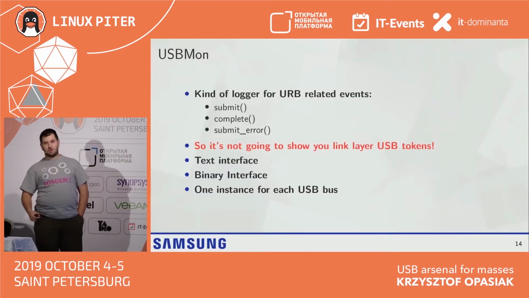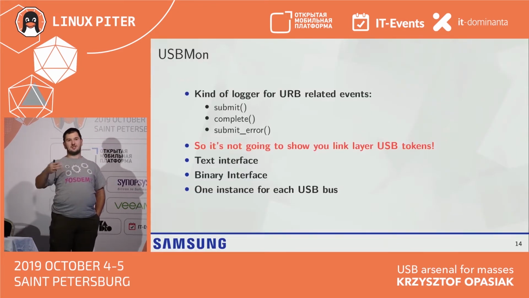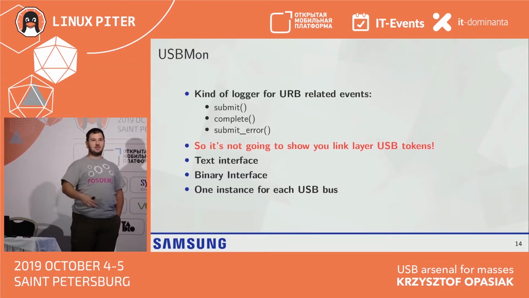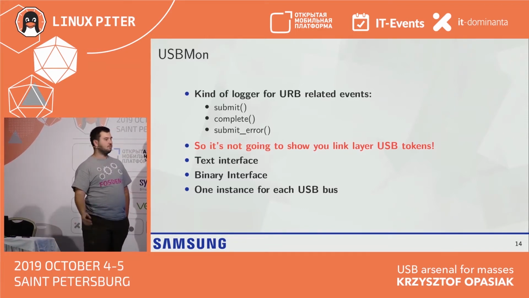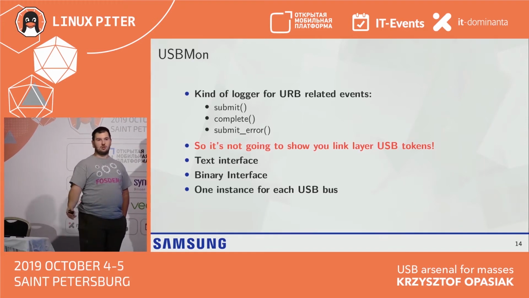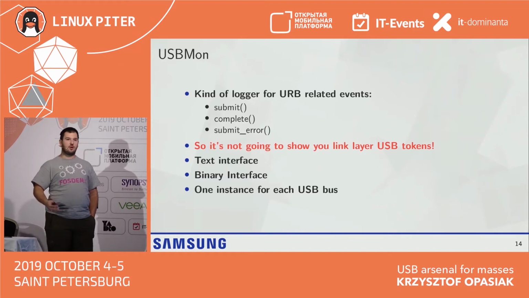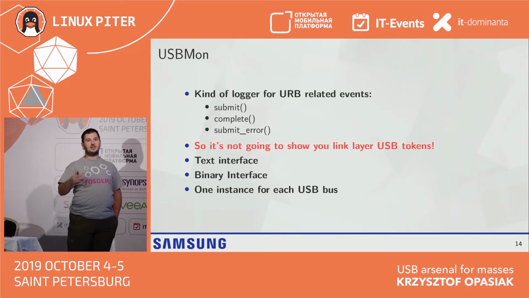So the first option, which is the easiest one, because it's free, it's already there. I expect that if you are running Linux, then it is already in your system. It's called the USB monitor. And the USB monitor is just a fancy name for a logger for the URB related events.